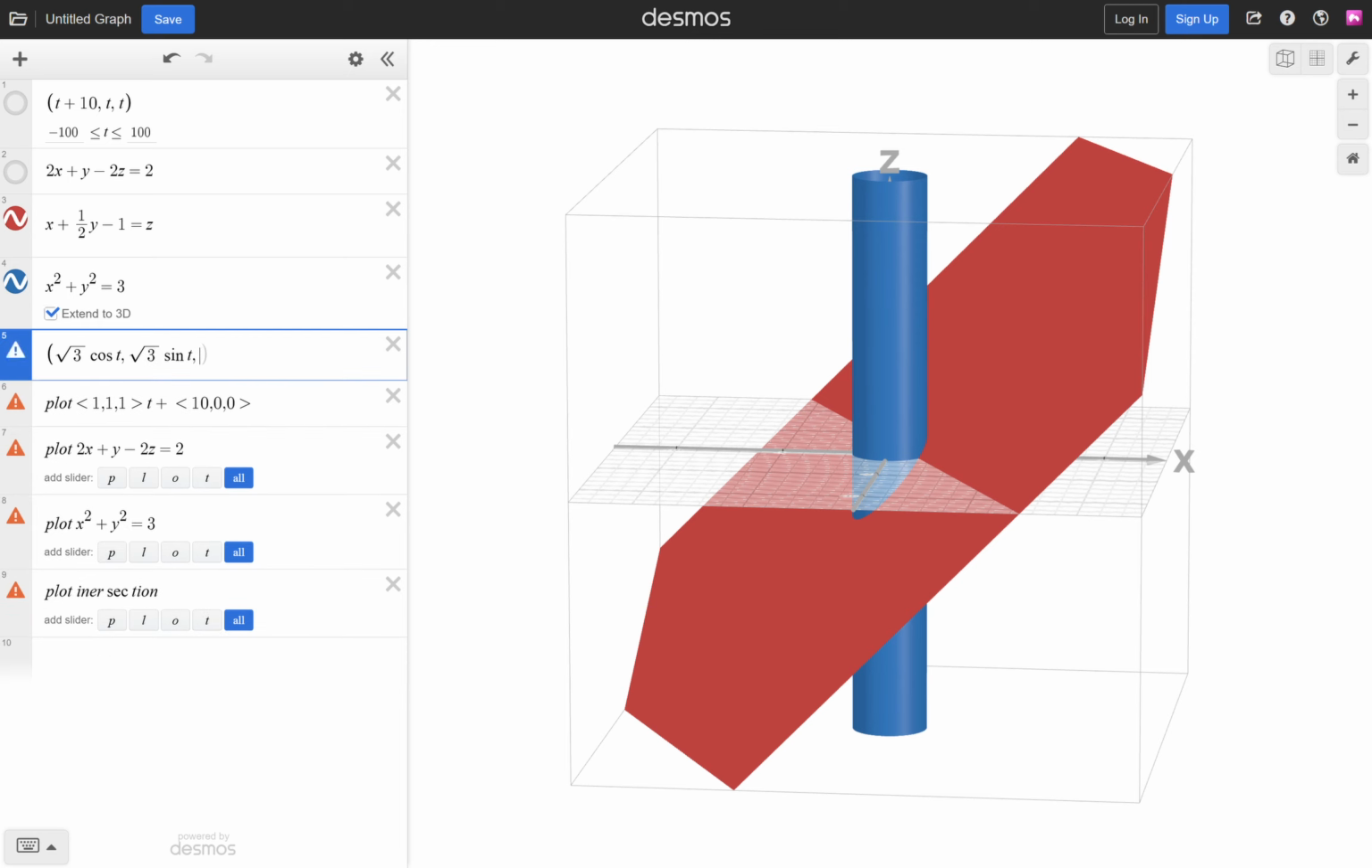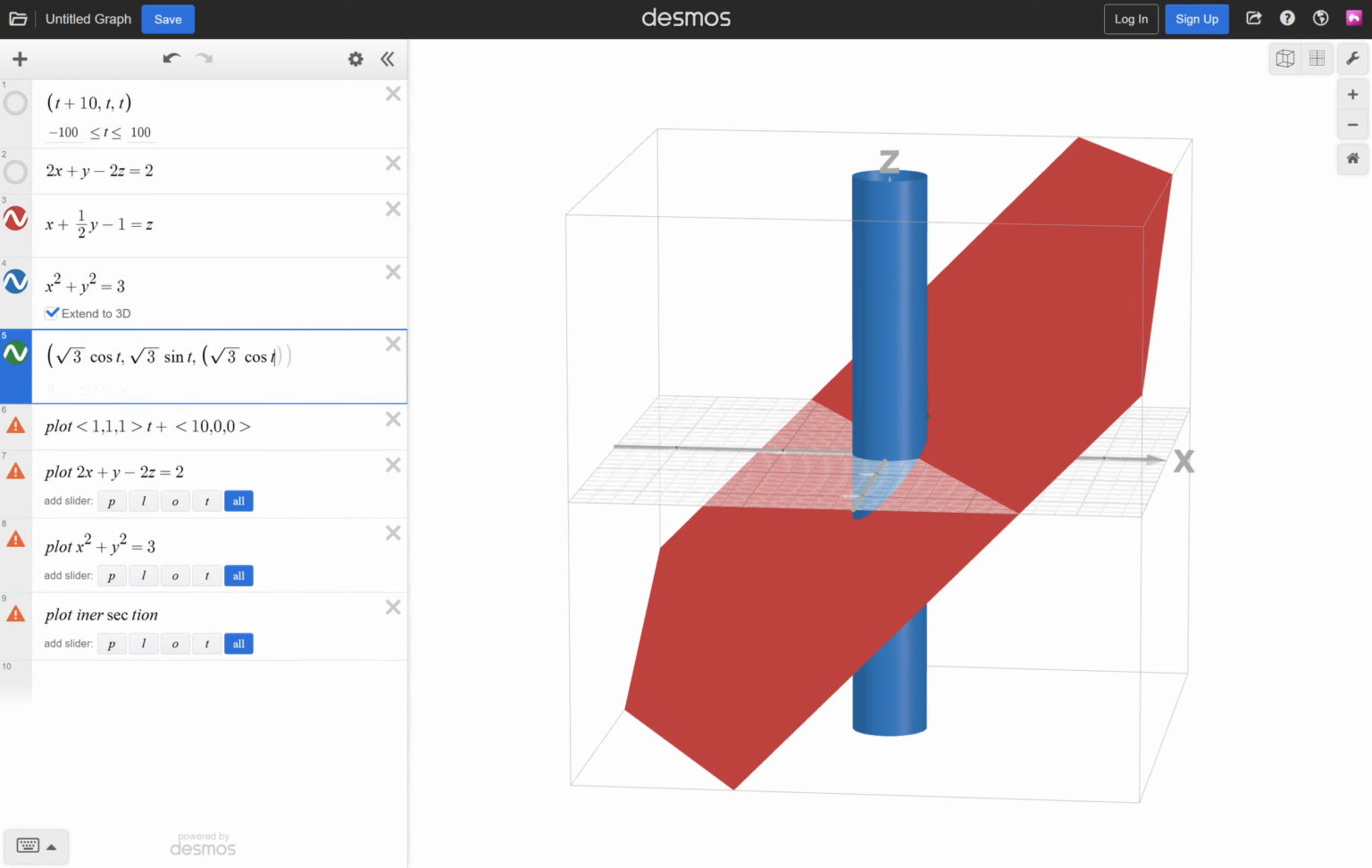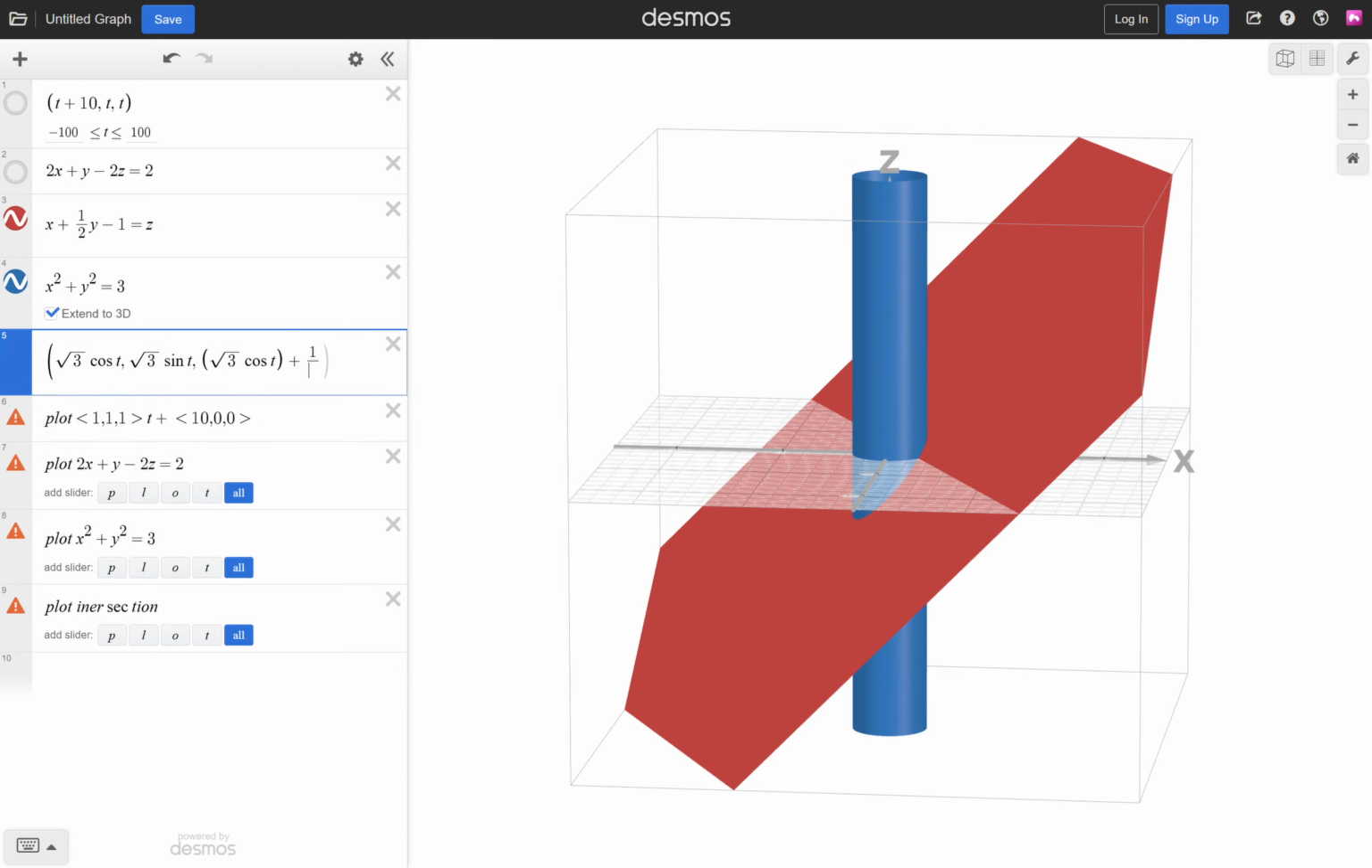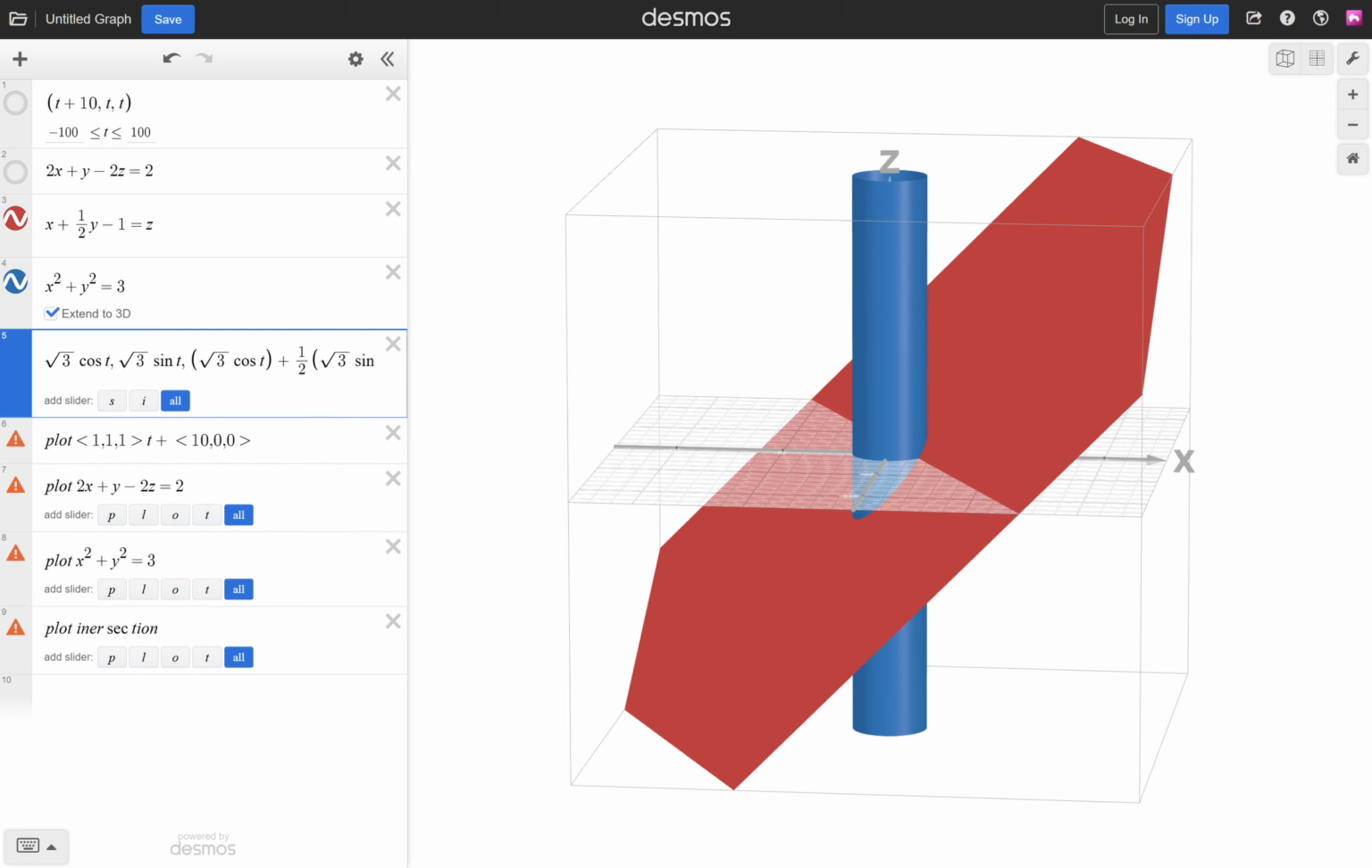And for our z value, when we made our equation for the plane, it gives us z in terms of x and y, so we can put our parameters into that equation. So our square root 3 cosine t goes into our x value here. Square root 3 cosine t. And our square root 3 sine t can go into our y value. Plus 1 half square root 3 sine t. And then minus 1, and that should give us our z value in our parameter. And this is the equation for the intersection between the plane and the cylinder.